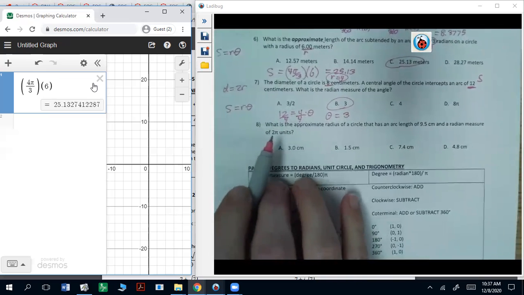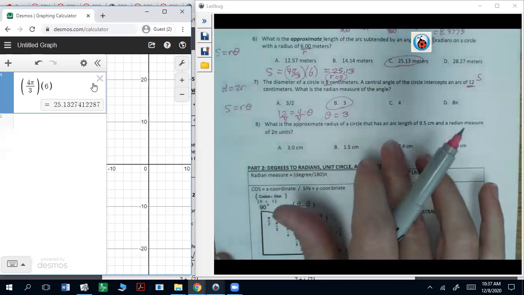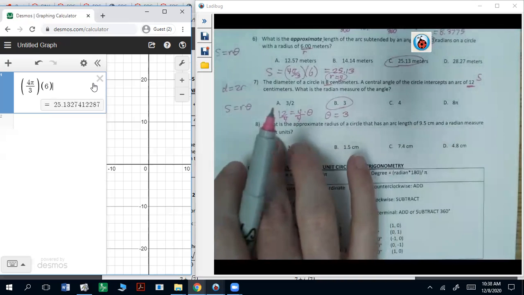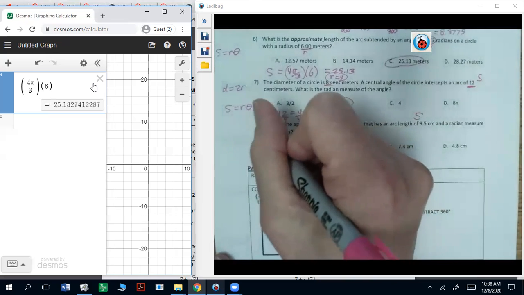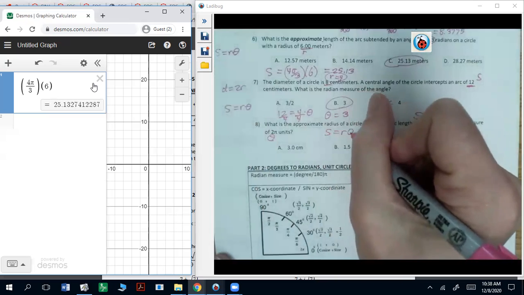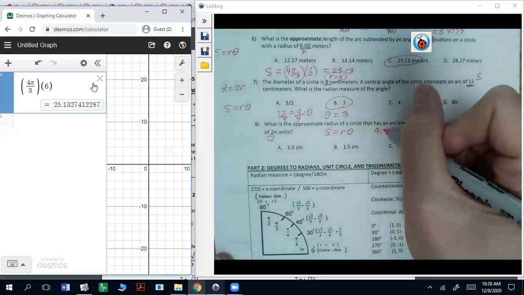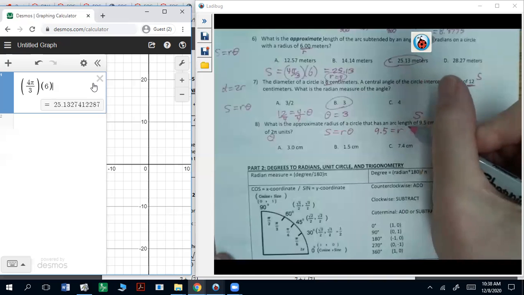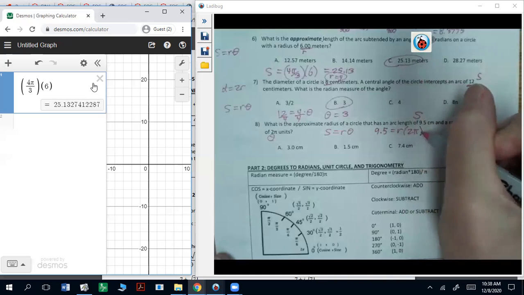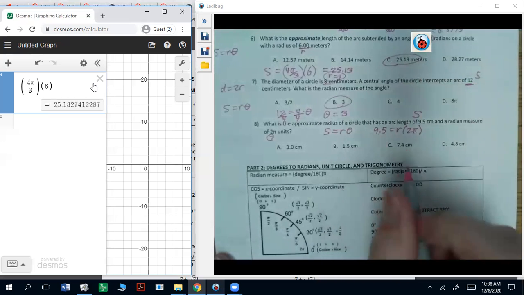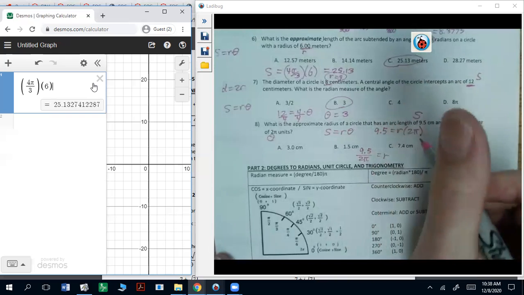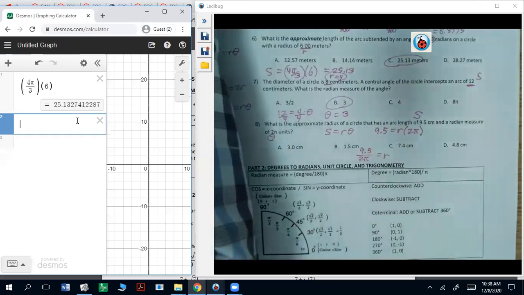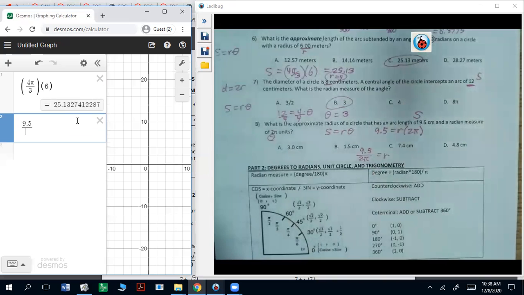And then lastly on this problem, what is the approximate radius of a circle that has an arc length of 9.5 and a radian measure of 2 pi? So your arc length is S, your radian measure is 2 pi. So again, we're going to plug 9.5 in for S equals r times 2 pi. And we're going to have to divide 9.5 by 2 pi, and that's going to be your radius. And that gives you a radius of about 1.5.